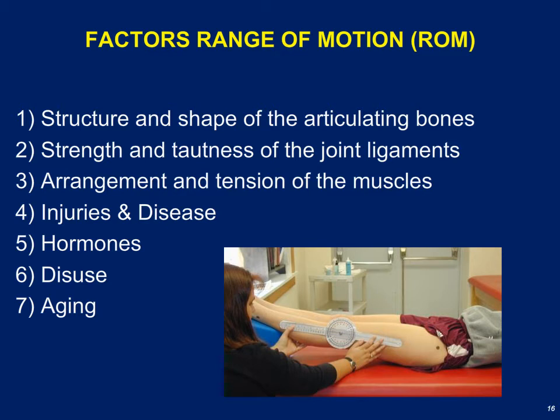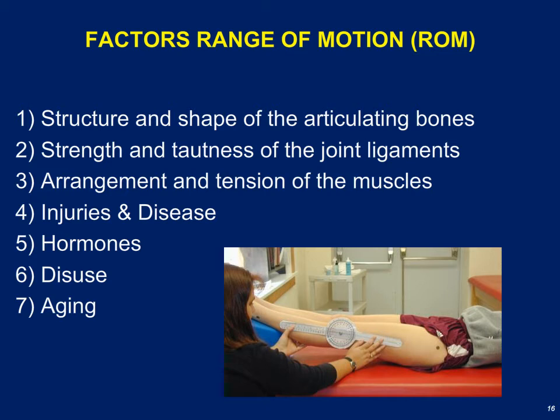Now you would think that the bones themselves would be the main factor determining the range of motion of a joint, but usually it's actually not. Oftentimes the strength and tautness of the joint ligaments and also the muscle tendons is most important. And so if we have somebody that doesn't do a whole lot of stretching or get a whole lot of exercise, chances are they're going to have a much lower range of motion than somebody that gets a lot of exercise and also does a lot of stretching.